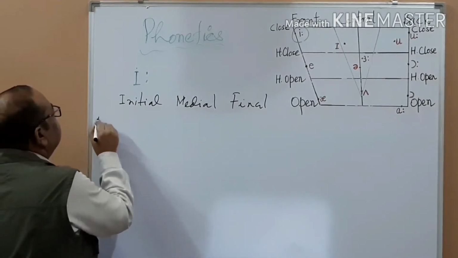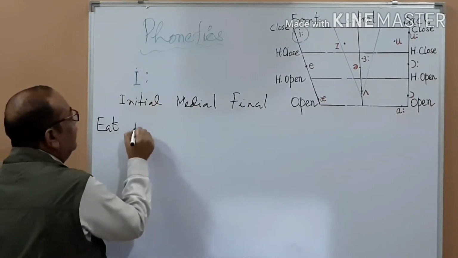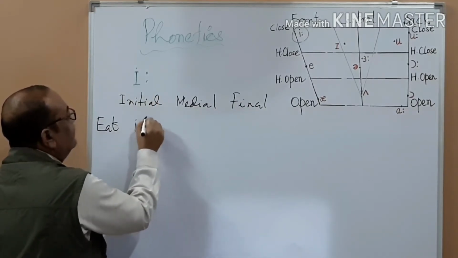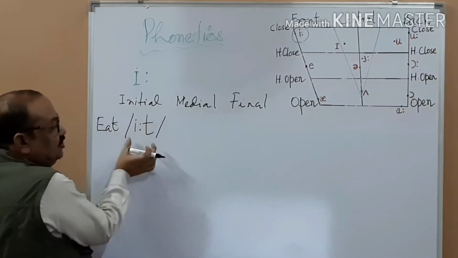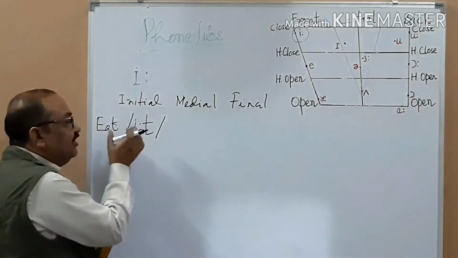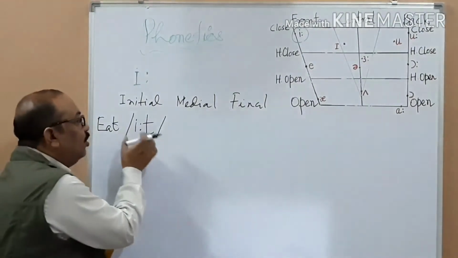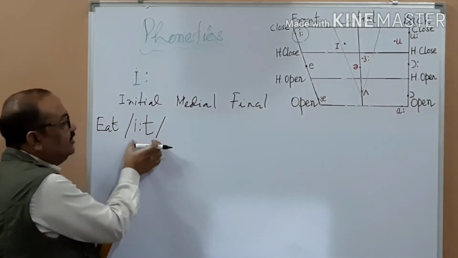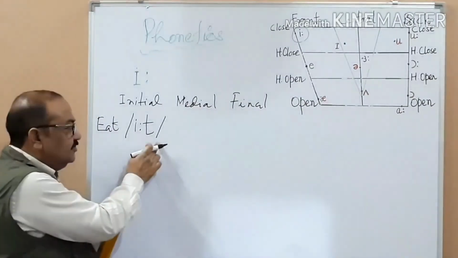Eat. And how do you transcribe it? You transcribe eat like this, E and ta, and then you close it between 2 slant lines. This is very important, my dear students, that whenever you are transcribing an English word, always close it within 2 slant lines. Eat. Okay?